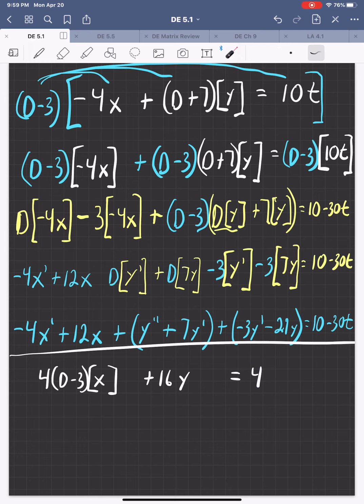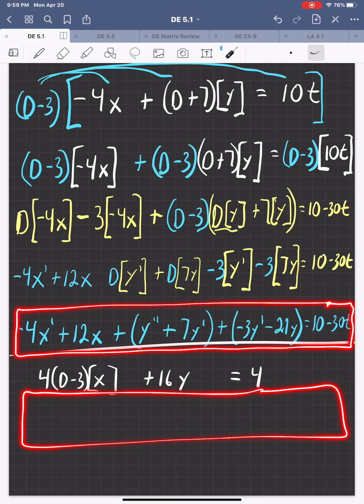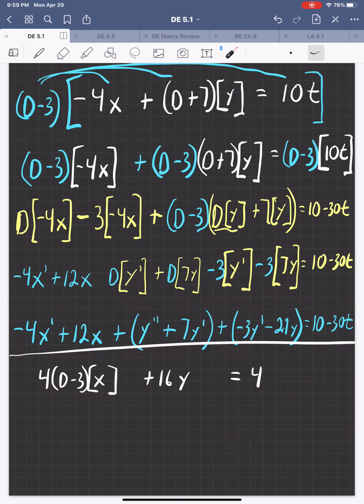Okay, so does it make sense that what you have here is the new equation 2? Right, so that is what's going to go here, except we want to get back to our differential operator form because that's the only way that we're going to be able to add and cancel our x's. So I'm going to go ahead and do that right now.